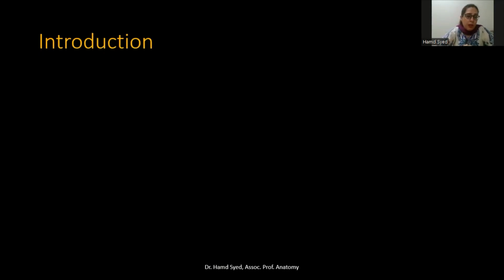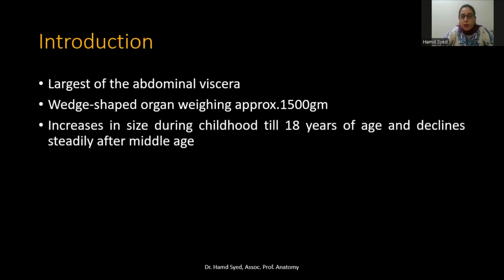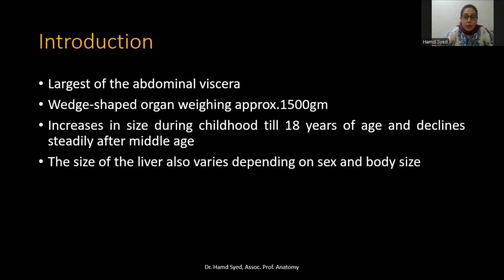Starting with the key points about the liver, we know that this is the largest of the abdominal viscera. Also, it is a wedge-shaped organ and it weighs about 1,500 grams. Keep in mind about the liver that it increases in size during childhood up to 18 years of age when a plateau is reached. Then after middle age, it declines steadily. The size of the liver also depends on the sex and body size.